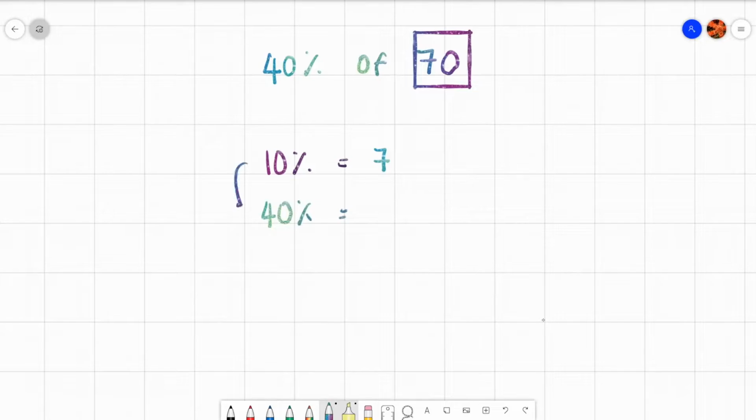Well, how do I get from 10 to 40? I've got to times by 4. I do exactly the same on the other side. So I end up with 7 times 4, which is 28. So 40% of 70 is actually 28.